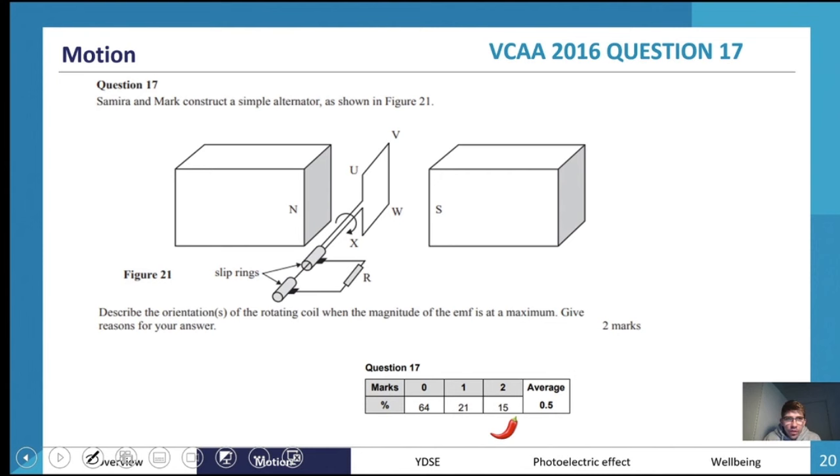All right, a couple of quick questions now. We're moving on to another topic. We're moving on to fields. Lenz's law.